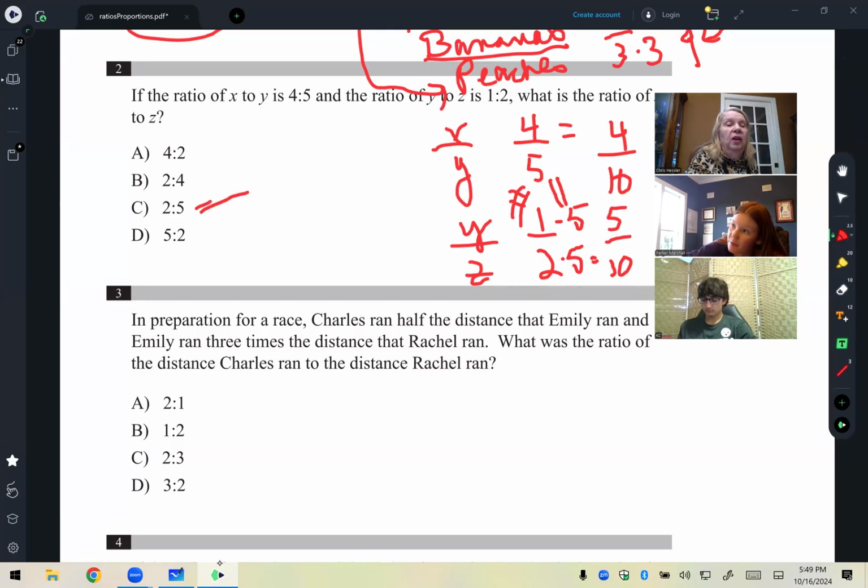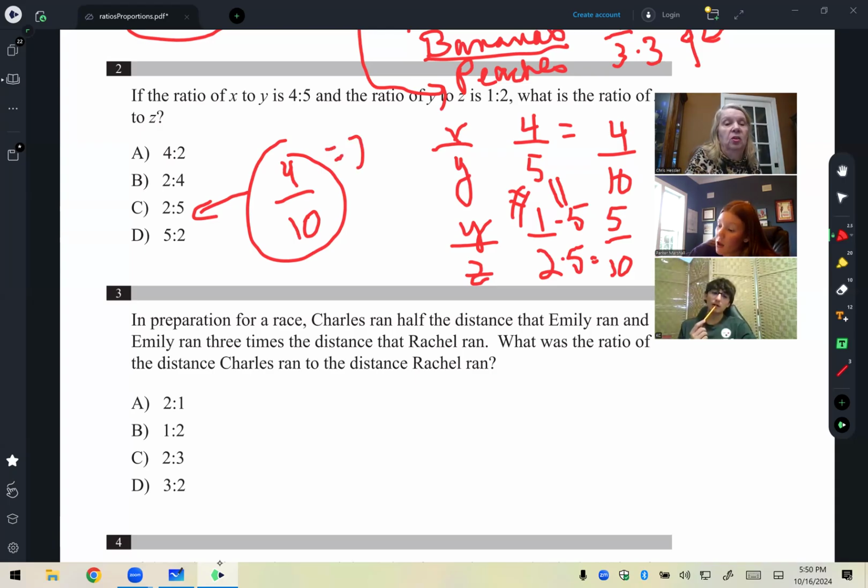So when I get over here and I have 4/10, do I panic? What did they do to get the answer, Jace? Just simplified it down. Yeah, very good. So it's 2 to 5. Thank you, College Board, for 10 points.